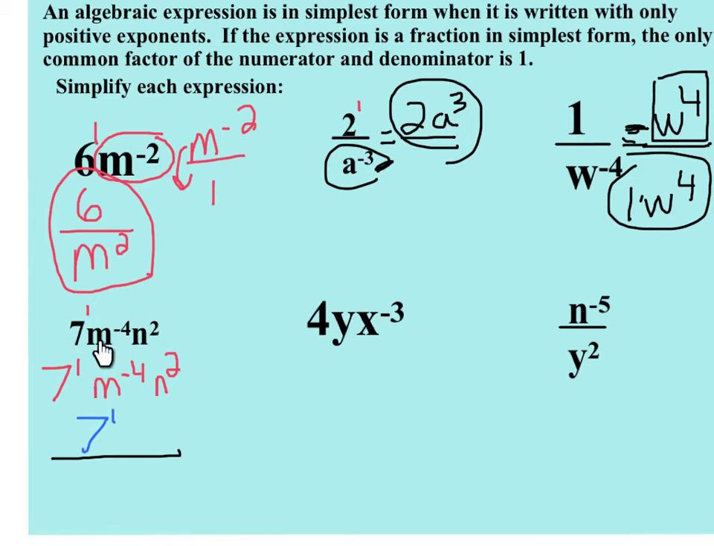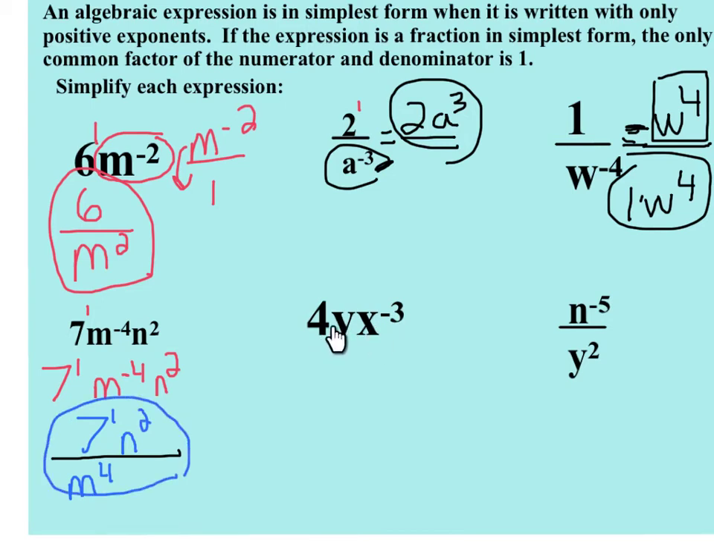Then I see m to the negative 4 power. Ooh, bad attitude. It's going to have to go underneath. So the m goes down but becomes positive because it had to go underneath. Once it changes floors, it becomes the opposite. It becomes positive. n squared, that's a positive 2, so that n will stay right where it is. There you go. Let's do another one.